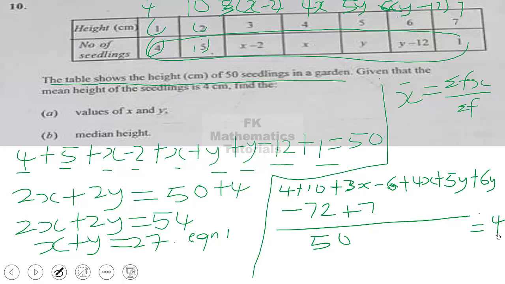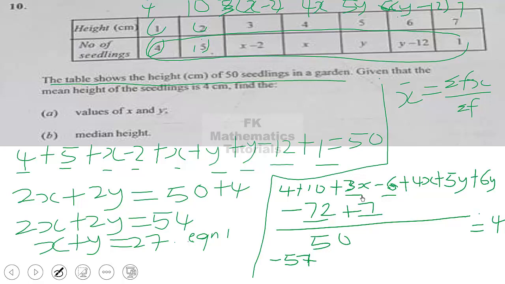4 plus 10 is 14. So 14 minus 6 will be 8. Then minus 72. That will give us negative 64. Then plus 7. That will give us negative 57. So negative 57.